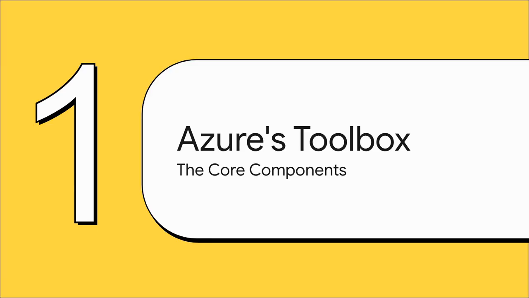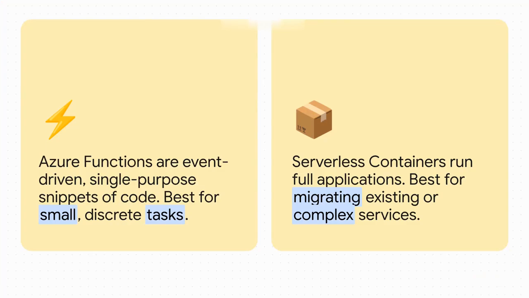Let's pop the hood and take a look at the main tools in their serverless toolbox. Okay, so when you get down to it, Azure basically gives you two main ways to go. On one side, you've got Azure Functions. This is all about the code. You're writing these small, focused snippets of code that do one specific thing and do it really well, like, say, resizing an image. Then on the other side, you have serverless containers. This is more about the whole application. It lets you take your existing containerized apps and run them in a serverless way. And that is a game changer if you want to migrate a bigger, more complex service without having to rebuild it from the ground up.